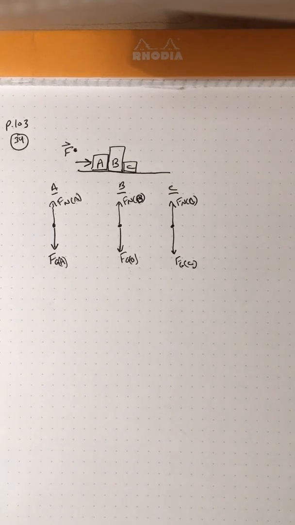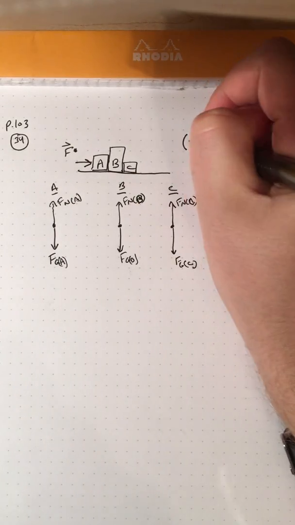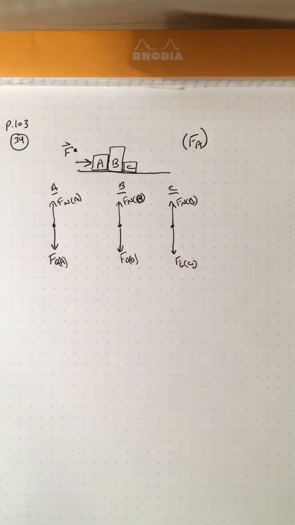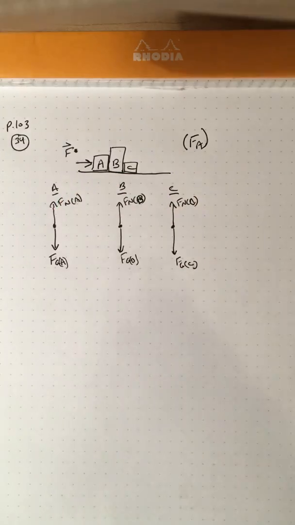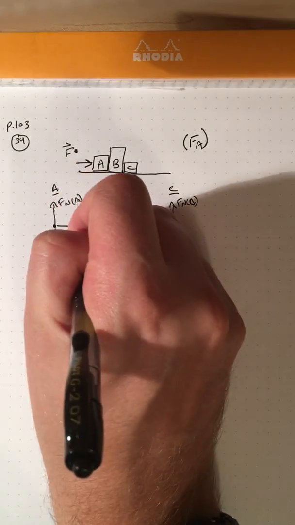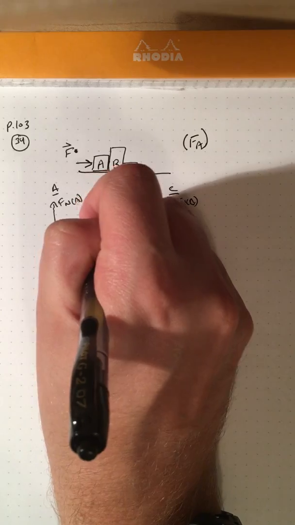And now we've got this force that the book is calling F. I might call it the force applied, just so that I have a label for it, but we'll just call it F in this case. So the force F is acting on A, and it's pushing A forward. So I'm just going to call that F.